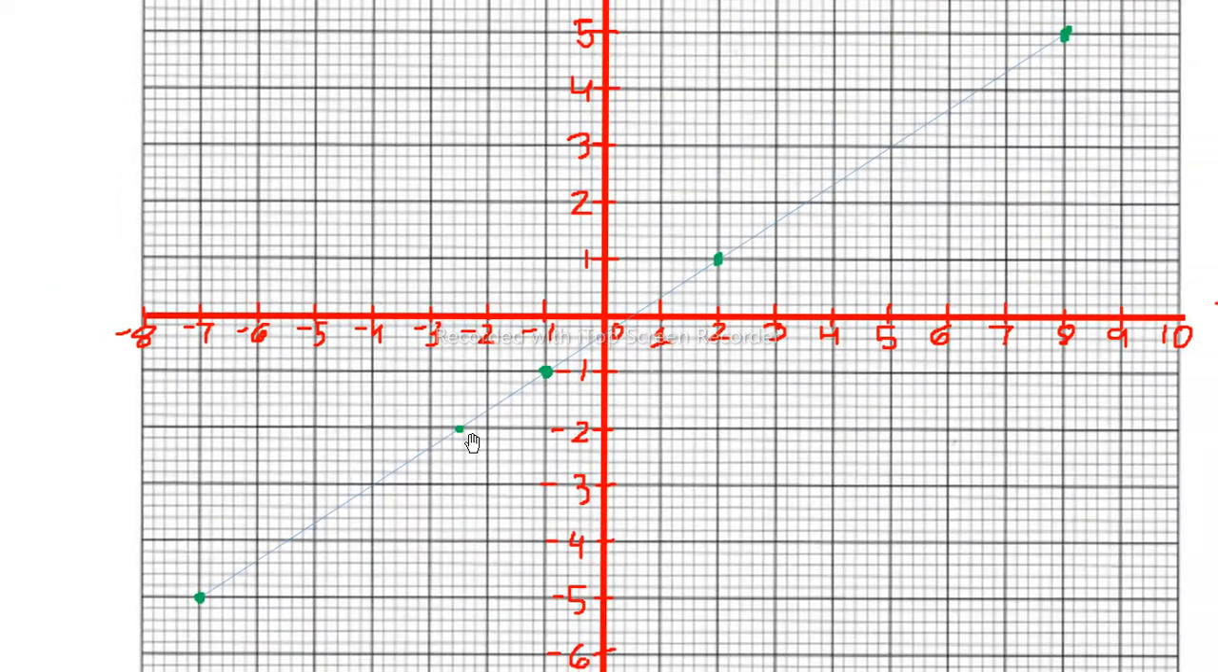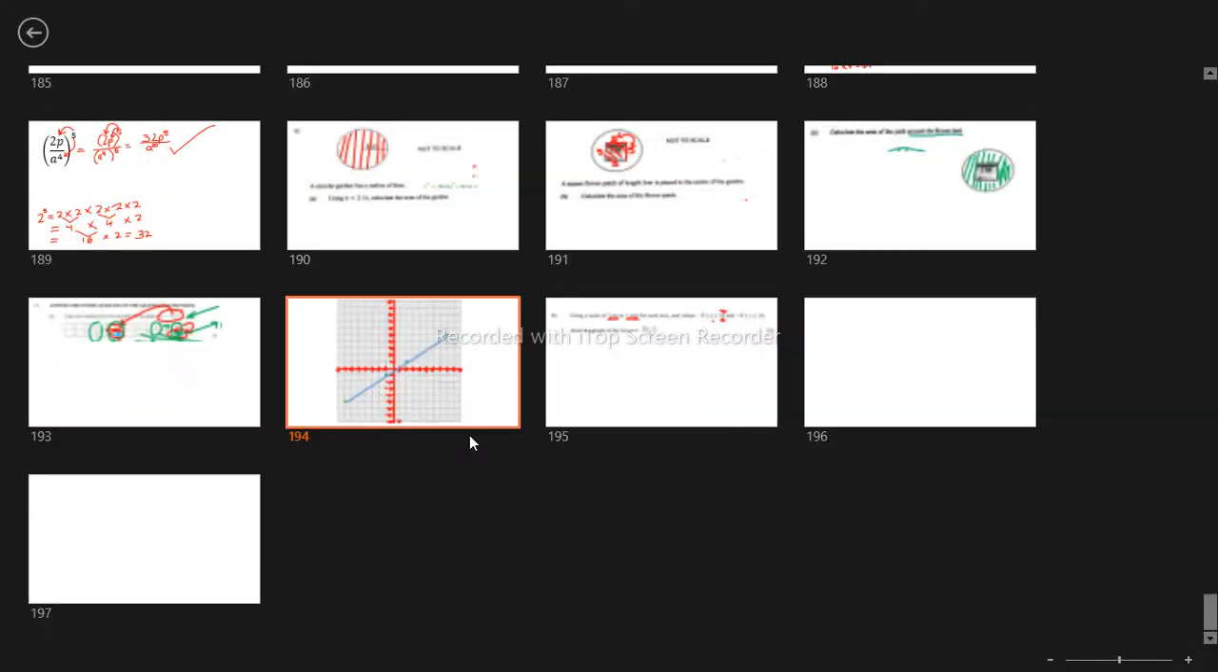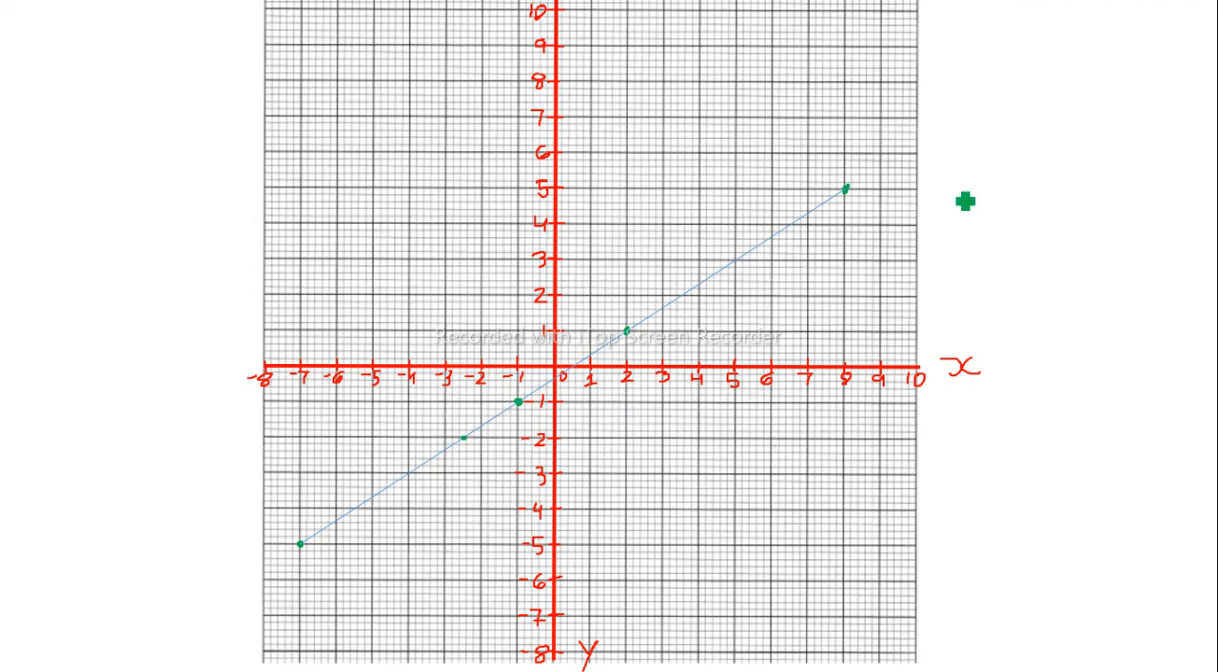Okay, so the only thing that we next need to do is label this line. So we're going to label it the line y is equal to 2x minus 1 over 3. Notice where I put the name of the graph. I put it close to the line. Okay? Put it close to the line.